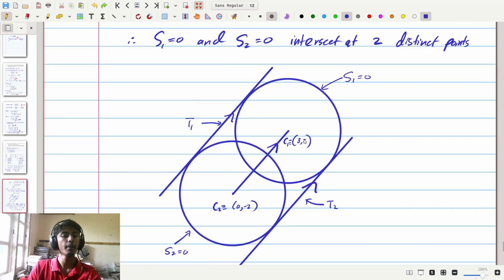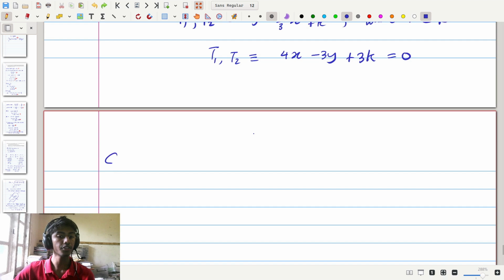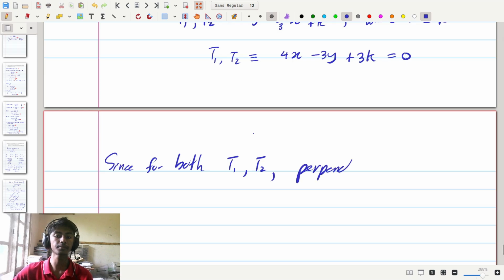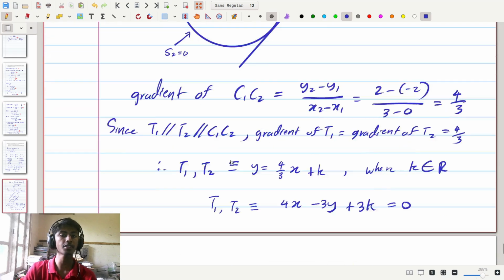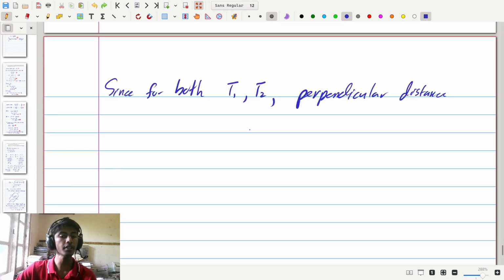Now according to that, because for both of these lines the perpendicular distance from the point 0, negative 2 is 3, we can say that for both T1, T2, the perpendicular distance to the point 0, negative 2 is 3 units.